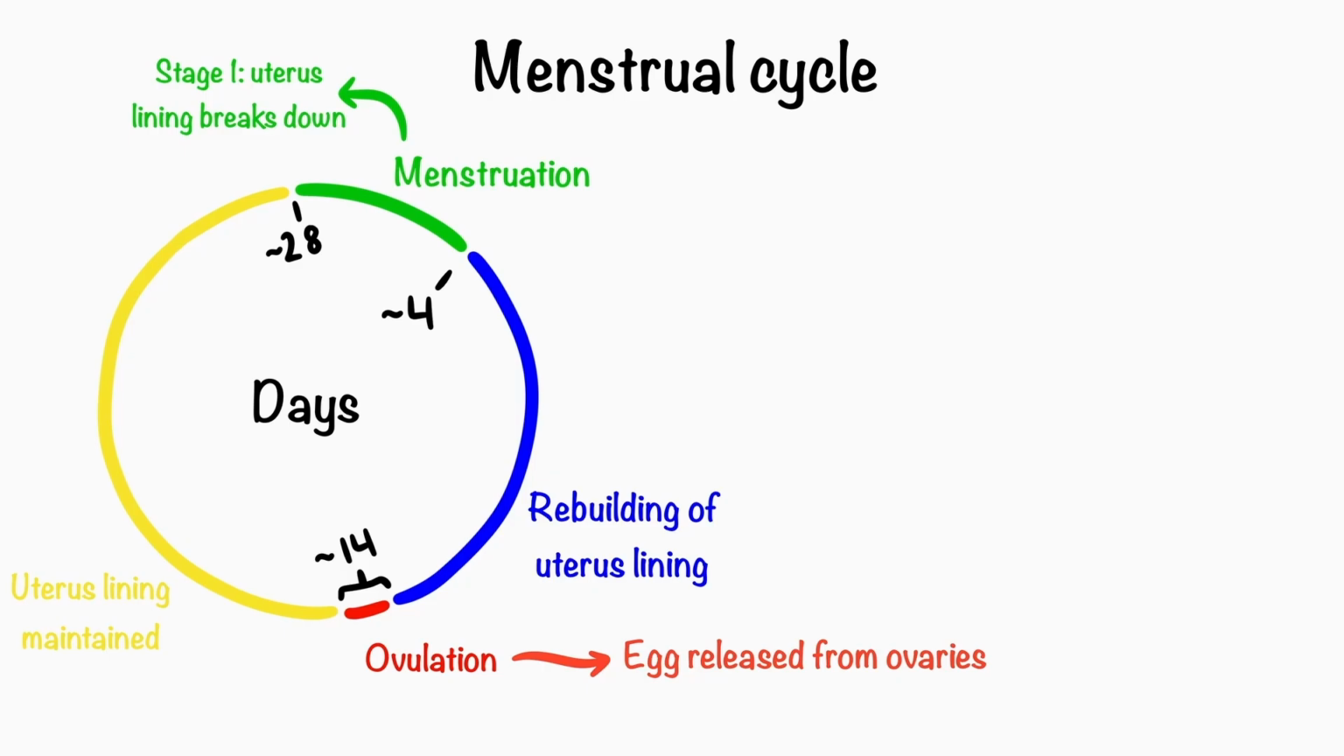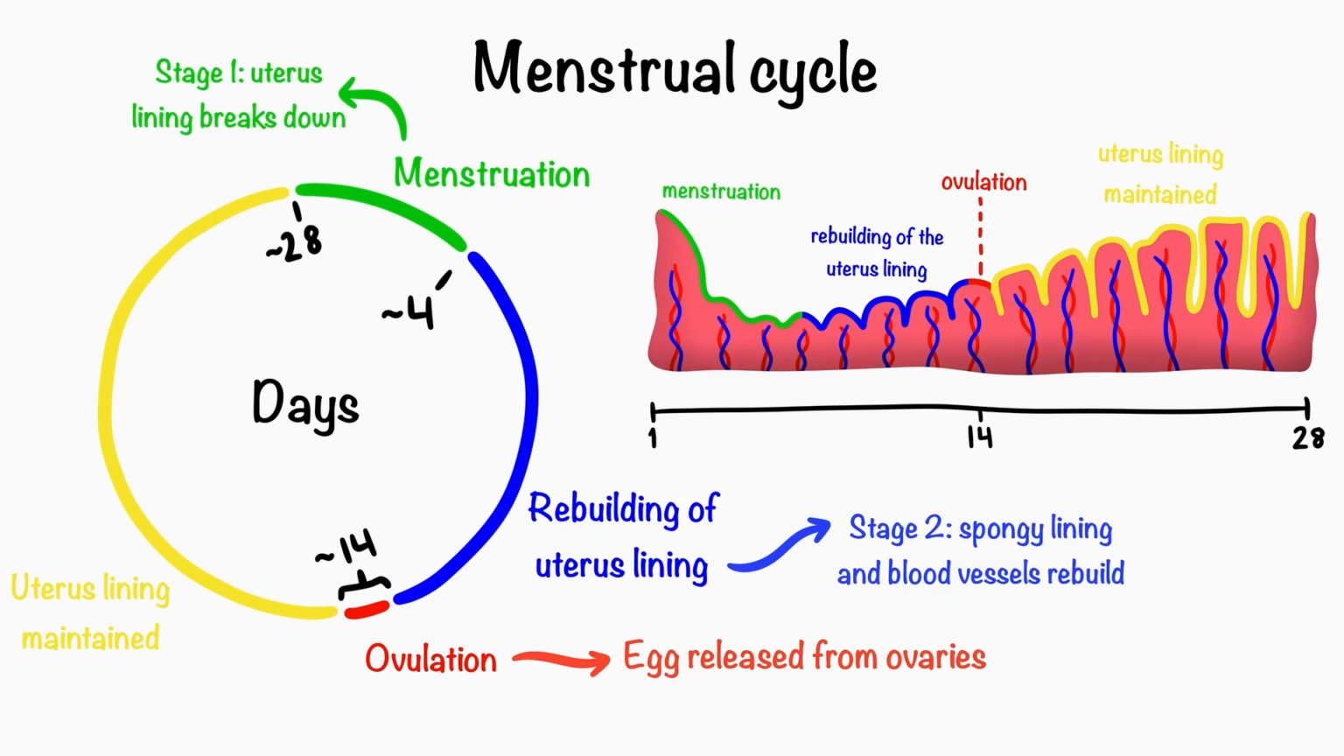Stage 1 is menstruation, where the uterus lining breaks down for about 4 days. Stage 2 involves the rebuilding of the uterus lining. From day 4 to day 14, a thick spongy layer full of blood vessels forms, ready to receive a fertilized egg. Stage 3 occurs around day 14, when an egg develops and is released from the ovary. This is called ovulation. In stage 4, the uterus wall is then maintained for about 14 days until day 28.